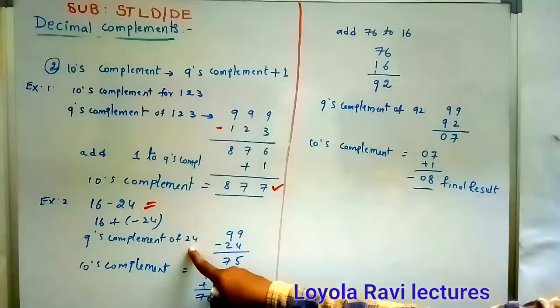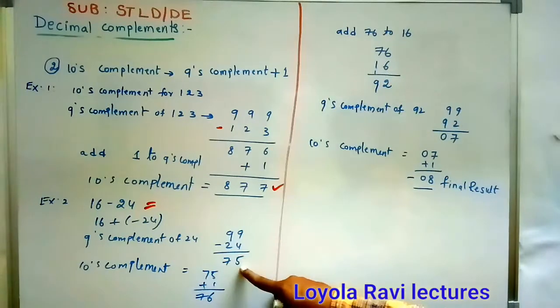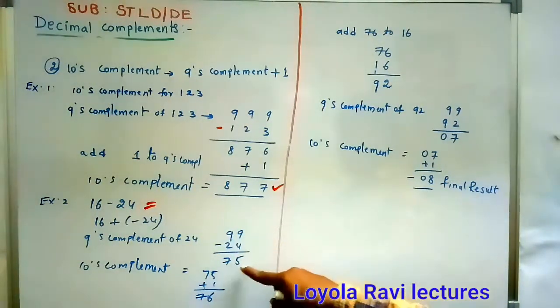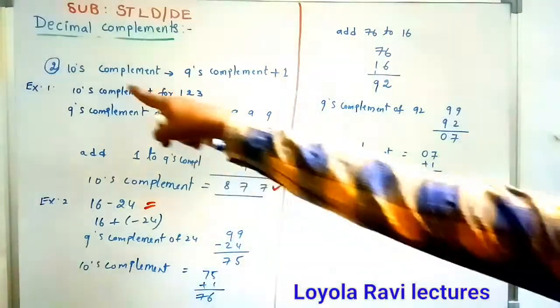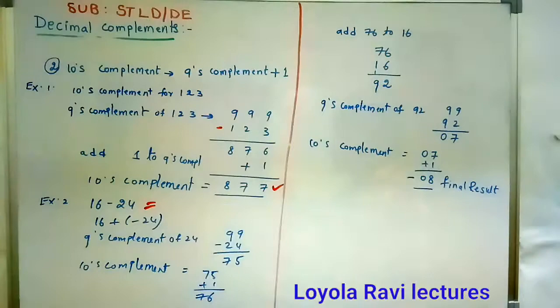9's complement of 24: 99 minus 24. That is 75. 9 minus 4 is 5, 9 minus 2 is 7, 75. This is only the 9's complement. Which complement are you doing? 10's complement. Perform 16 minus 24 using 10's complement. That is the question. That's why add 1 to the 75. 75 plus 1 is 76. This is the 10's complement of 24.